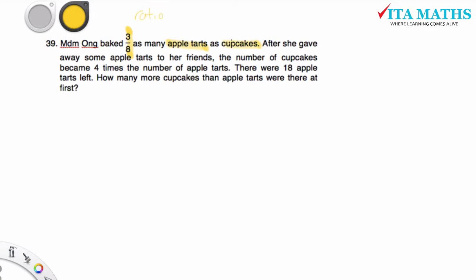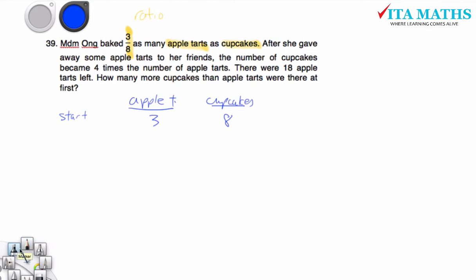Okay, so you know that apple tarts and cupcakes. Let me just get rid of this. Switch color for you. Okay, apple tarts versus cupcakes. Baked 3/8 as many apple tarts as cupcakes. So if cupcakes has the total of 8, how many is the apple tarts? 3/8 of cupcakes. So it's 3:8. Okay, this is the start.